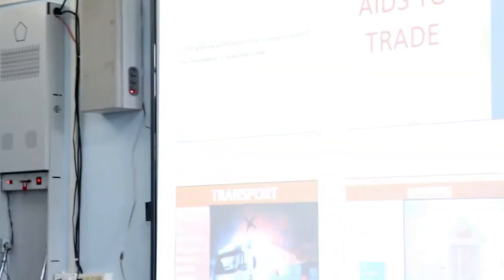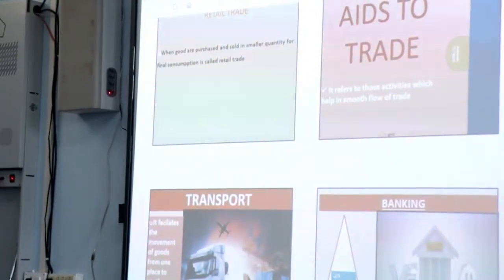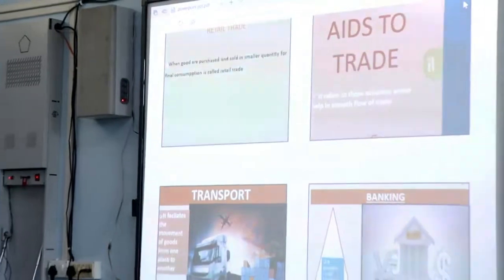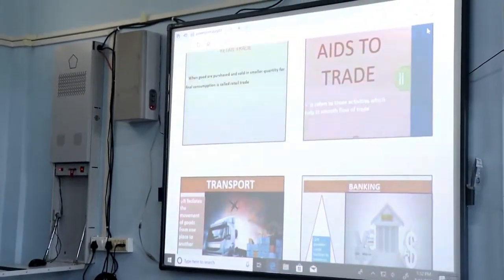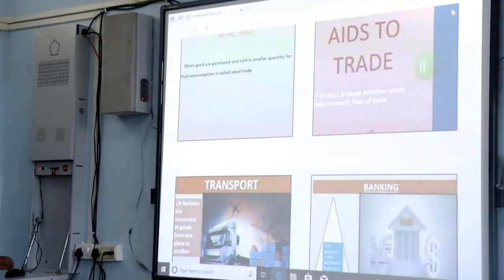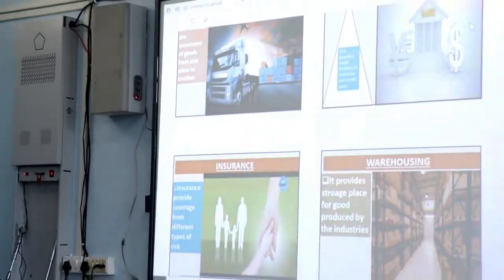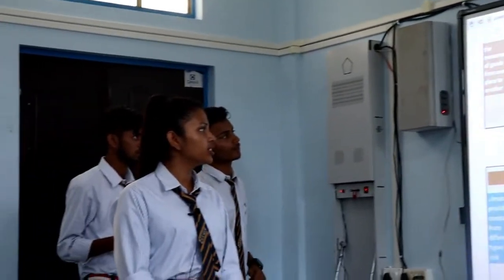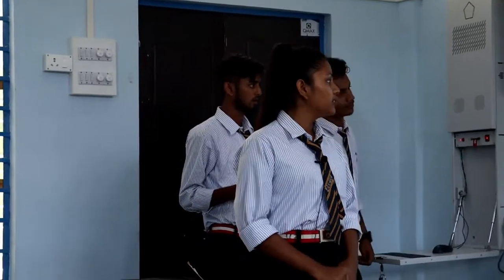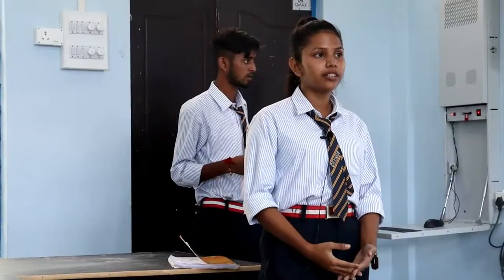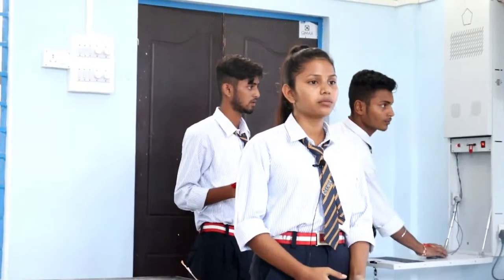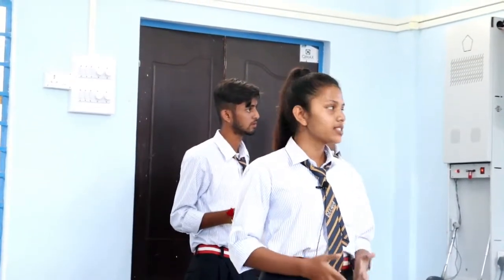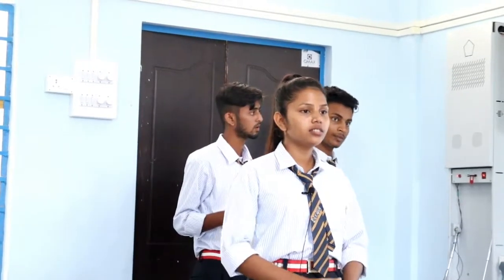Transportation plays an important role in trade, as it facilitates the movement of goods from one place to another. As we know, we don't have so much money to invest in a huge business, so we need to take loans, and banks provide credit facilities to industries. And we know that our life is full of risk and we need to insure it, as we also need to insure our business. So insurance provides coverage from different types of risks. To continue, I would like to call my co-partner.